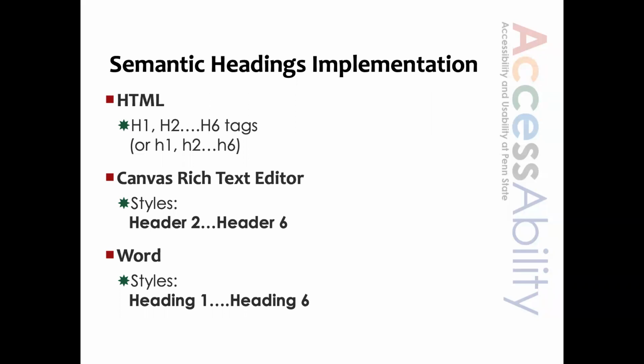Semantic headings, depending on which document type you're using, will be a little different. So if you're coding raw HTML and you're familiar with H1, H2, H6 tags, or the lowercase version, those are the original heading tags actually. If you're using the Canvas rich text editor, and you want larger text, we often recommend using styles header 2 through header 6. There is no header 1 because the title field is actually generating an H1 tag for you. And in Word, the styles heading 1 through heading 6 perform the same function.